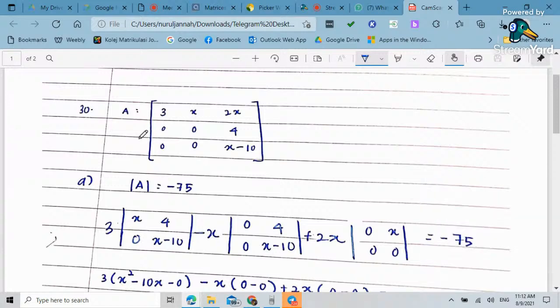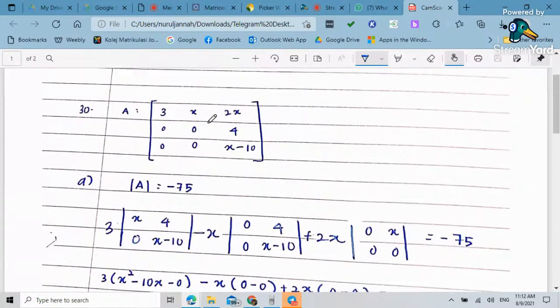Okay, so you are given a matrix A, and then you are given a determinant. The determinant of A is equal to negative 75. So how can you solve this question, how to find x? You can use the formula to find the determinant.